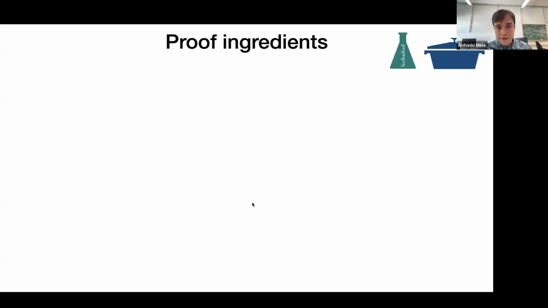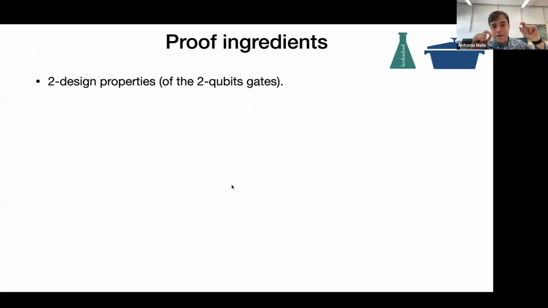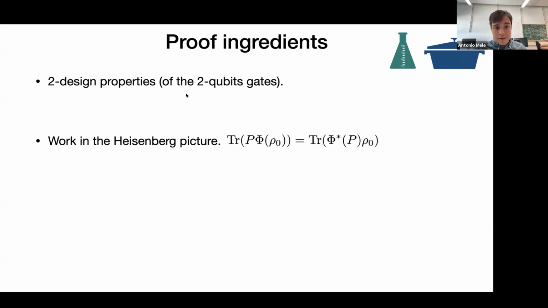The proof ingredients, let me just briefly mention, use the two-design properties of the two-qubit gates, and also work in the so-called Heisenberg picture, that is, we just take the noise onto the observable and work on the observable.